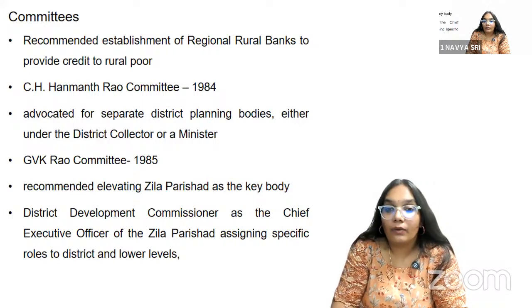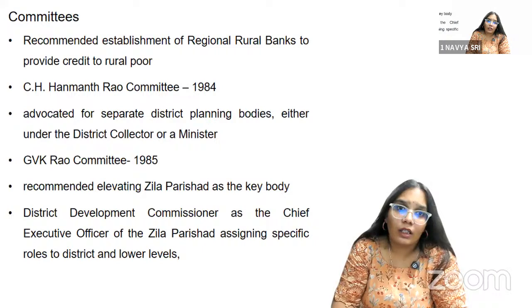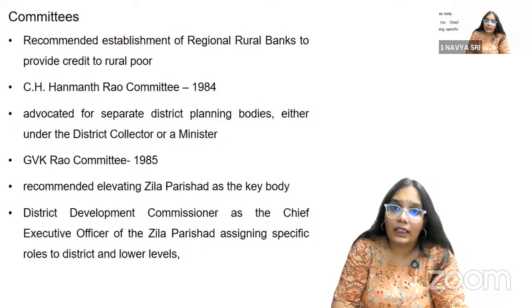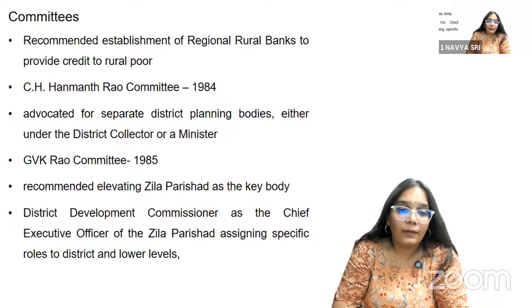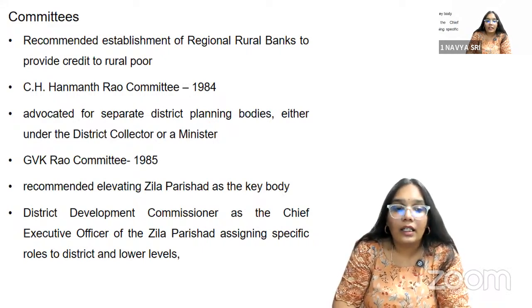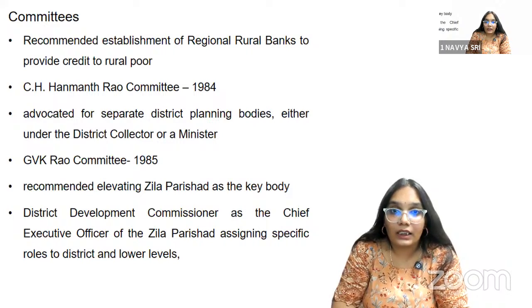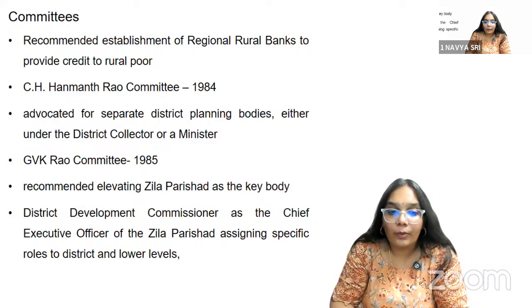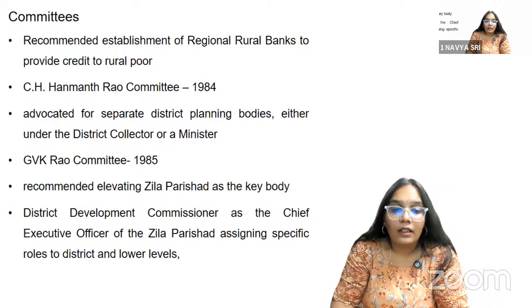Then the GVK Rao Committee in 1985 recommended elevating the Zilla Parishad as a key body. So as a key body for what? The Zilla Parishad shall be given the powers. It shall be provided more autonomy. It has to be next to the state authorities or the state administration. Then a district development commissioner shall be appointed as a chief executive officer, CEO. So the post shall be put forward and he shall be appointed as a CEO, with the Zilla Parishad assigning specific roles at the district and lower levels.